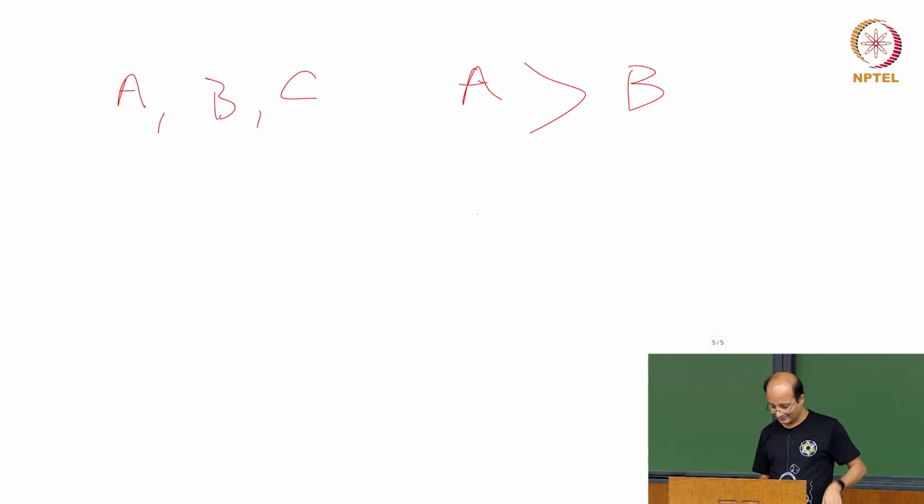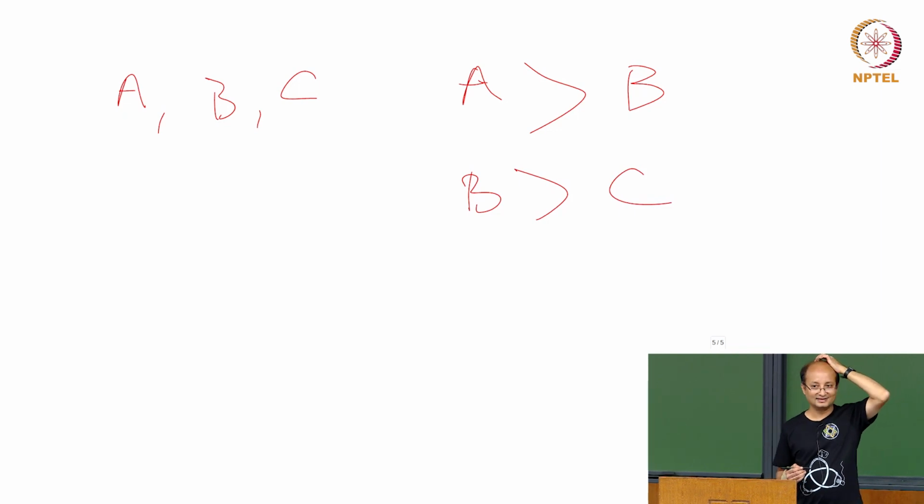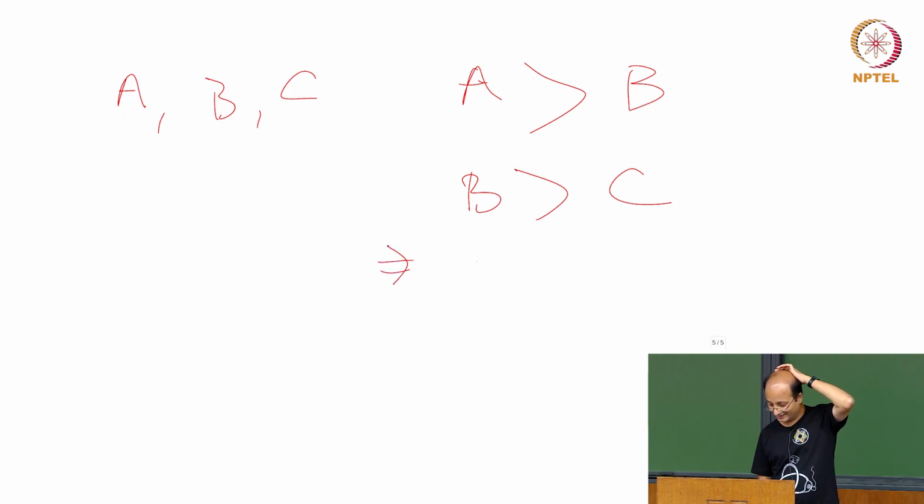Okay, and let's say you find that B is dominant to C. To assign a unique rank, you must have one more property. That is, if A is greater than B and B is greater than C, it should automatically imply that A is greater than C.